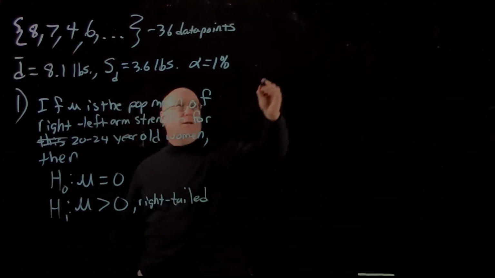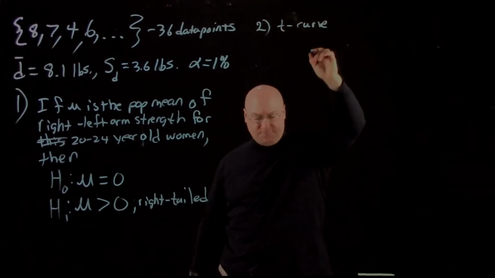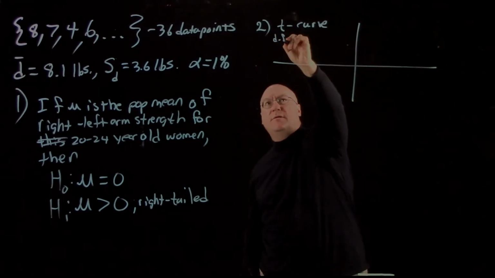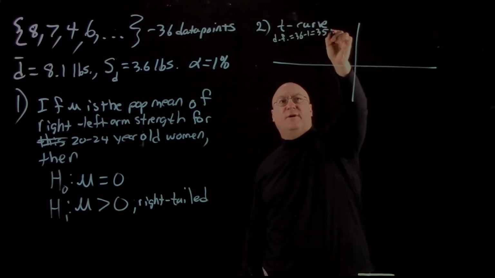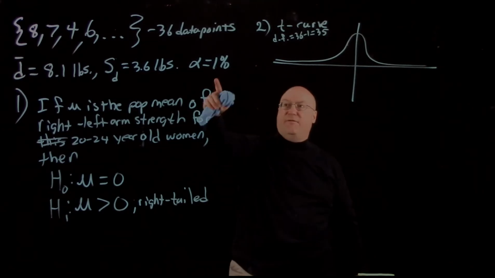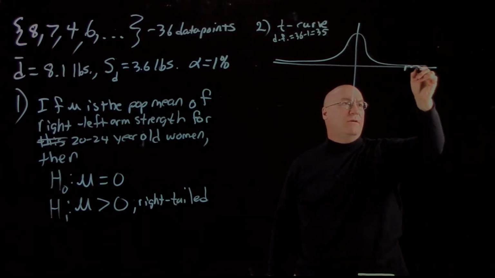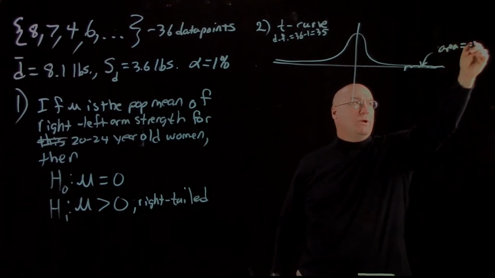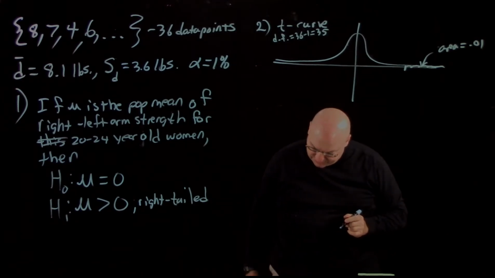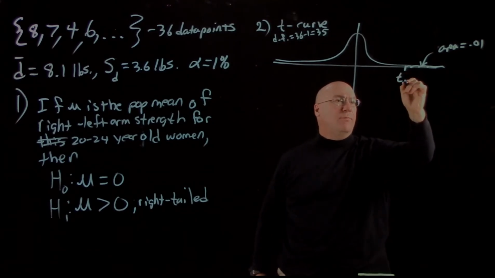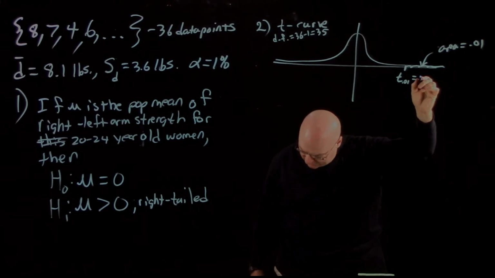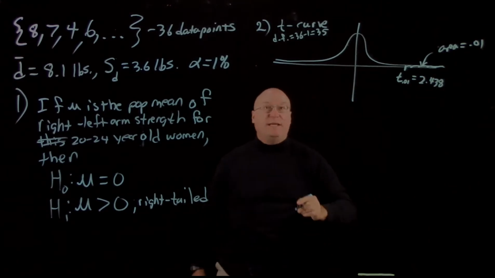Okay, I guess I have to do it here. The t-curve. The degrees of freedom are 36 minus 1, which is 35. I'm testing at the alpha equals 1% significance level, so out here I have area equals 0.01. What is my critical value? If you look in the table, it turns out to be 2.438. So this is t sub 0.01 for the t-curve that has 35 degrees of freedom, and it is 2.438.